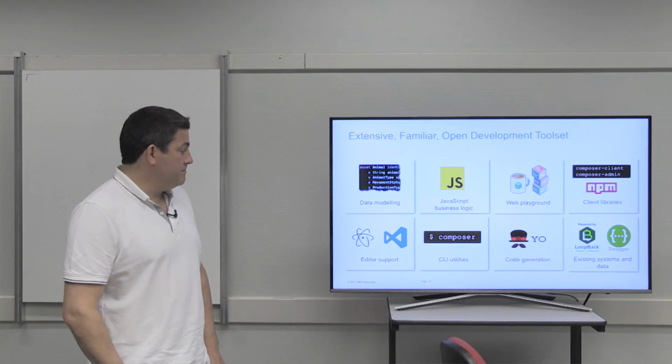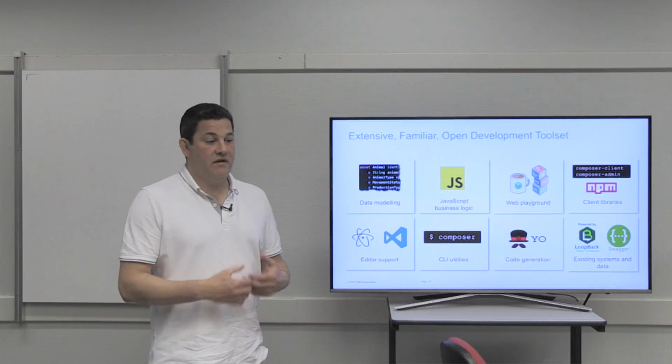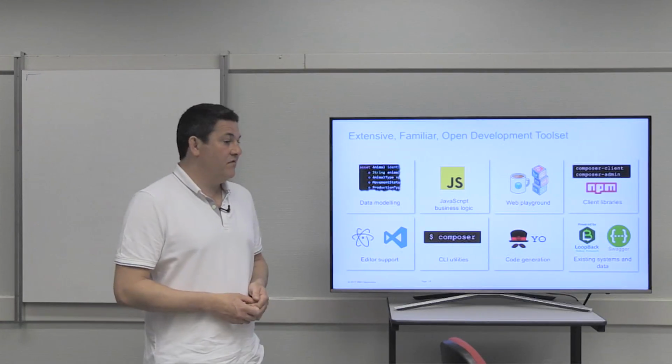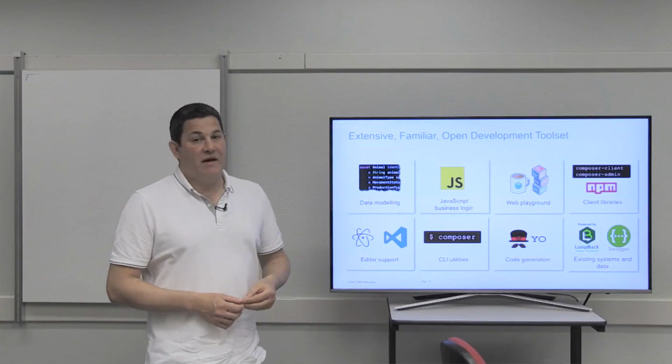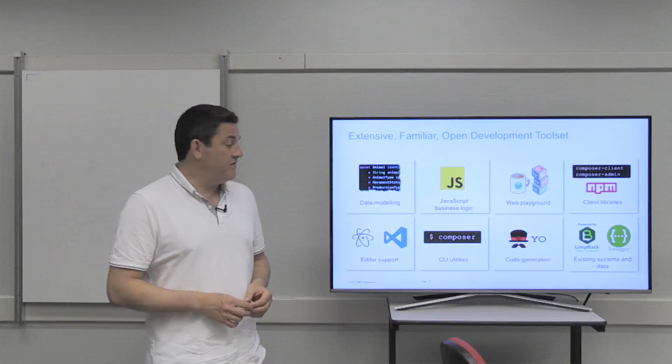These are just text files on disk, and they're very easy to edit in Emacs or IntelliJ or whatever editor you happen to like. A rich set of CLI utilities that allow you to deploy networks, undeploy networks, create network archives, generate sample applications, generate REST APIs from a network. There's really a lot of stuff there.